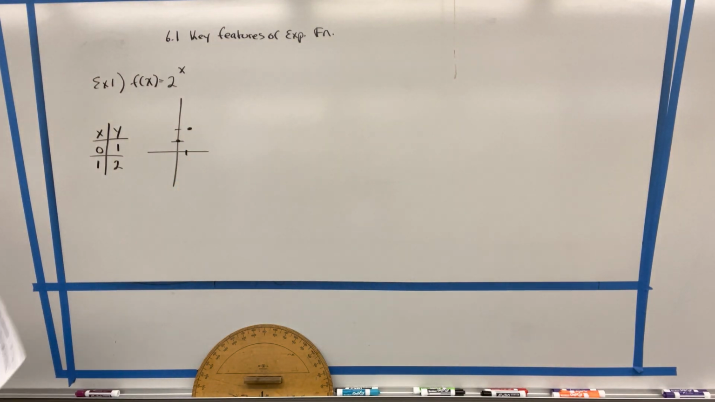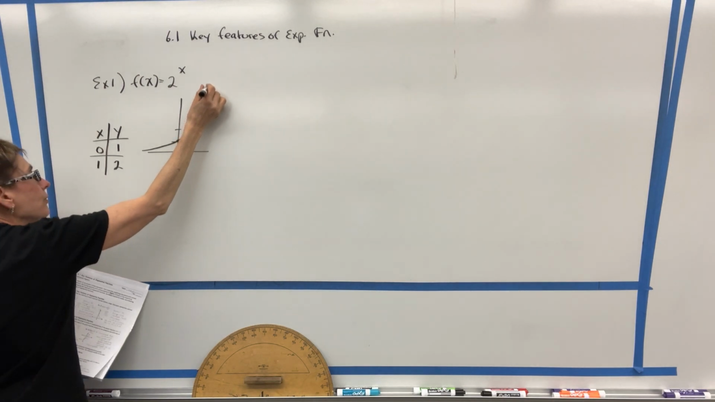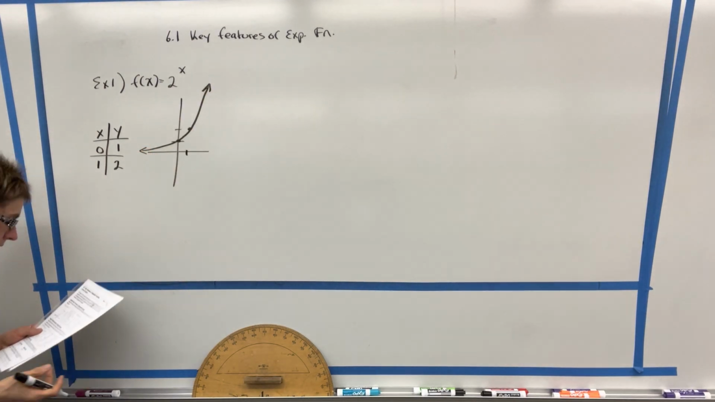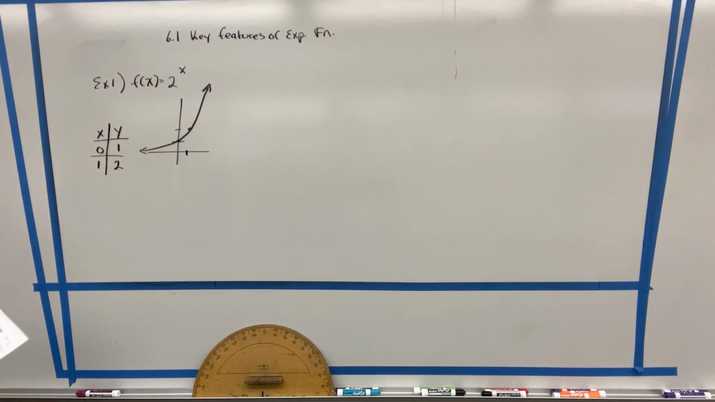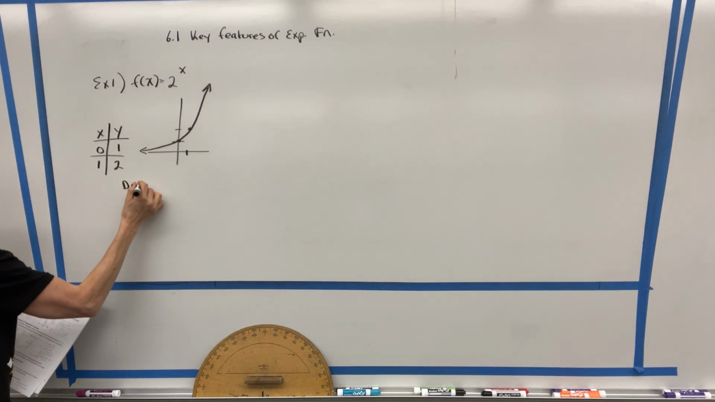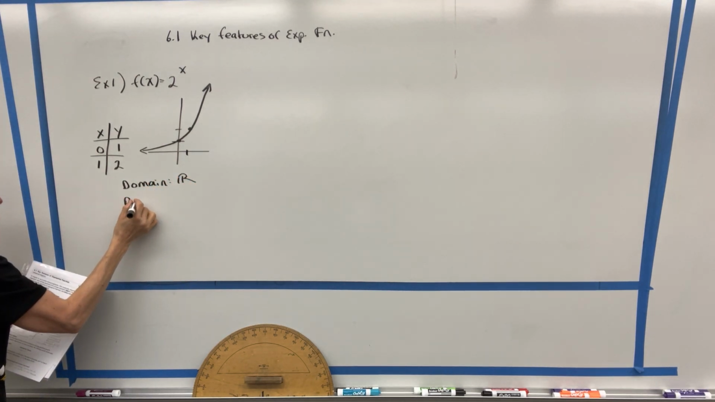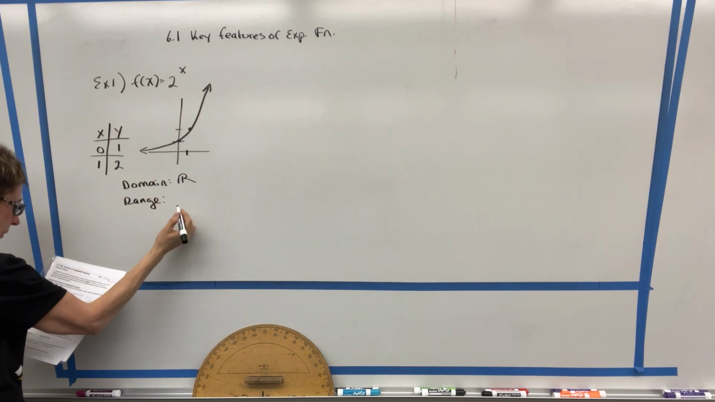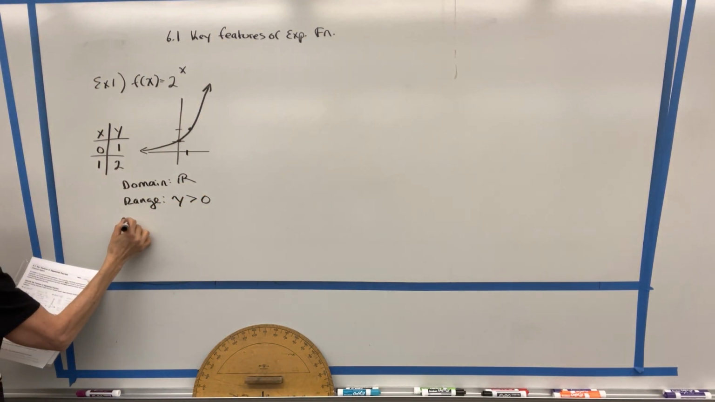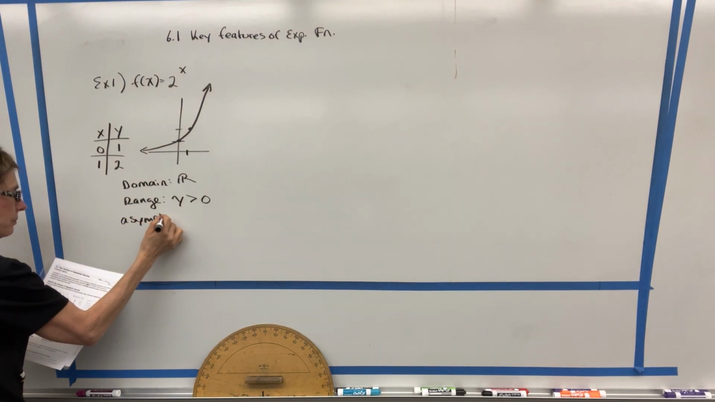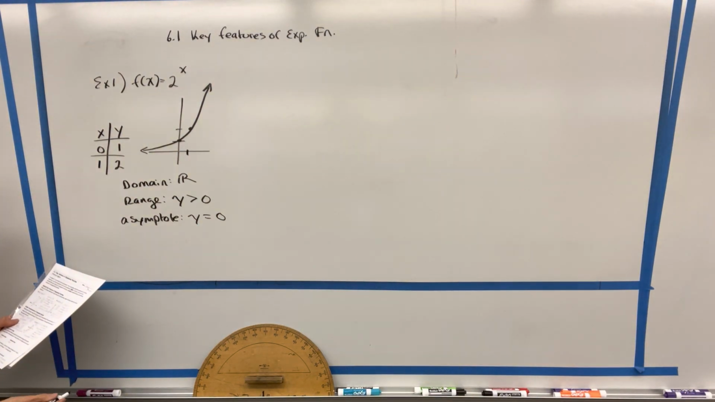Now, those obviously are just 2 points, but the basic shape of an exponential function is going to look like this. So what do we notice about the key features of this function? Okay, in terms of the domain, we can see that the domain is all real numbers. In terms of the range, we can see that y is always going to be positive. And then there's an asymptote here, and that is y equals 0 or the x-axis.